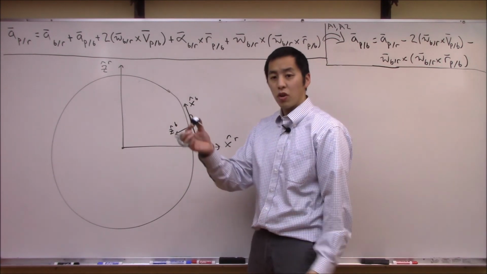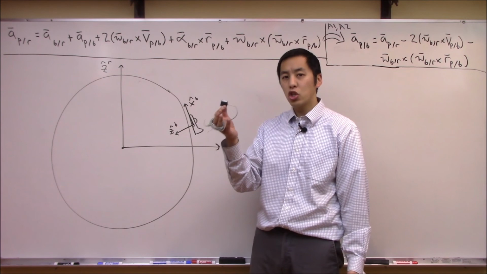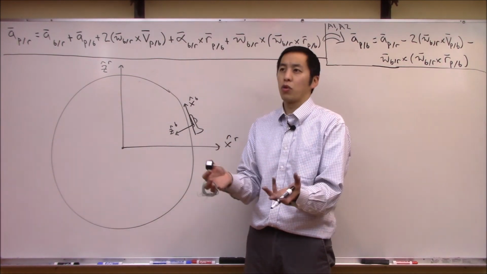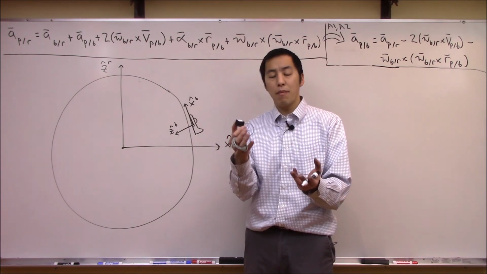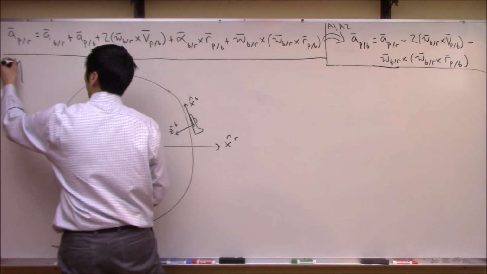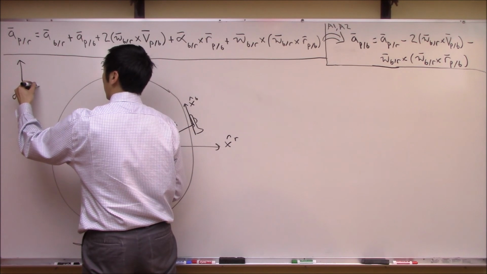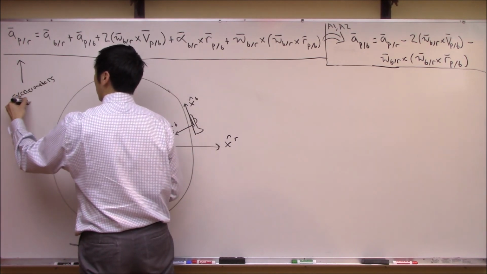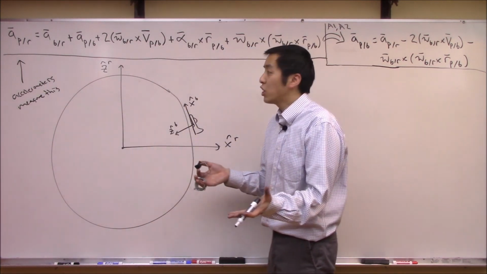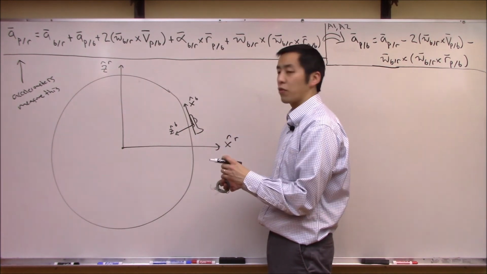So again, the question is, what does this thing measure? If you think about this long enough, this thing has no idea if it's sitting on a rotating reference frame, or heck, it should have no idea if the Earth is rotating or not. So really what this thing measures is true acceleration. The accelerometer is going to measure this term.